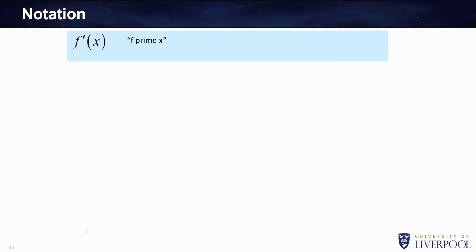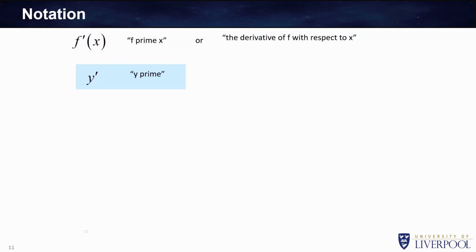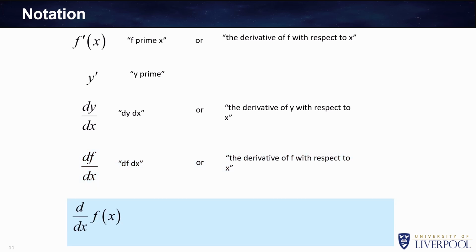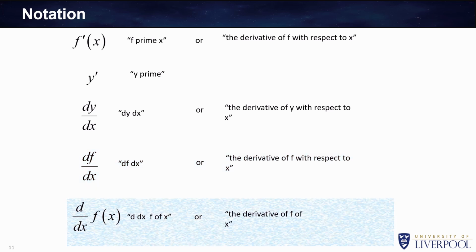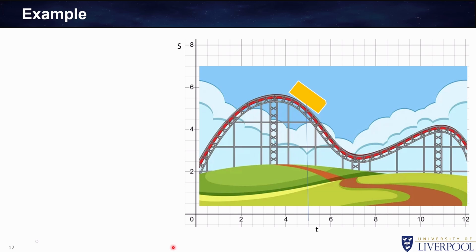Now, you'll find many notations of derivative: f prime of x, y prime, dy/dx, df/dx, and so on, but all of those mean exactly the same thing. Okay, now let's go for an example. Let's say you want to find the speed at which you are traveling on this roller coaster when t is equal to 5. For simplicity, let's say the function is given by t squared.